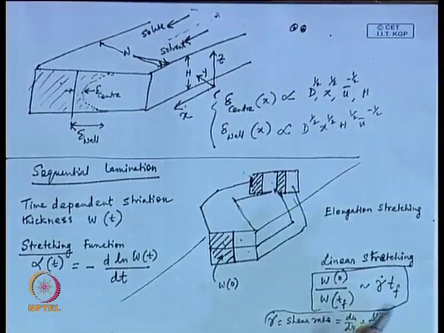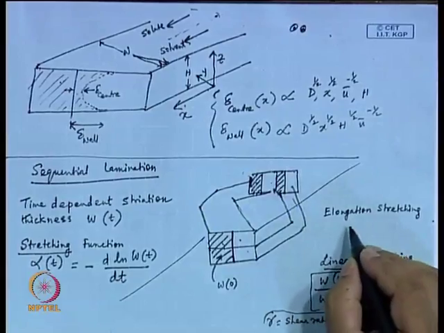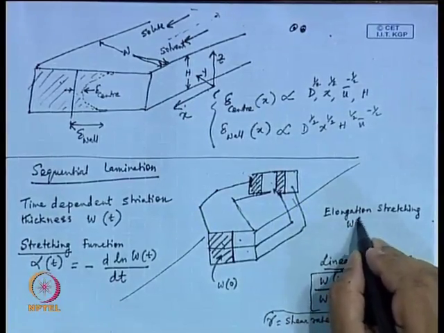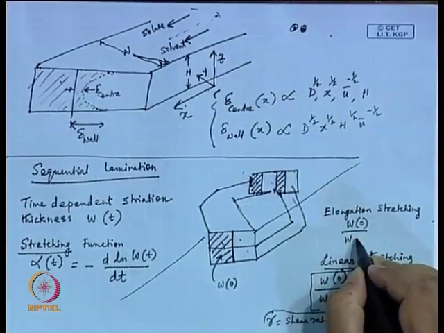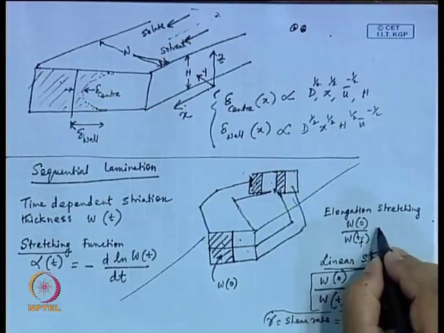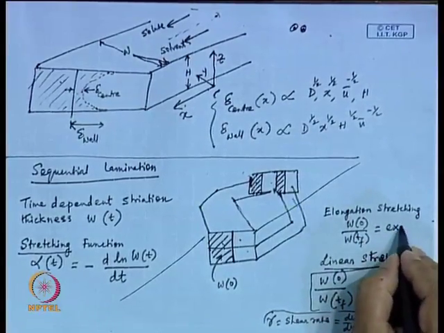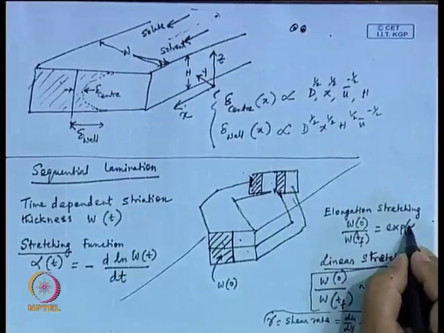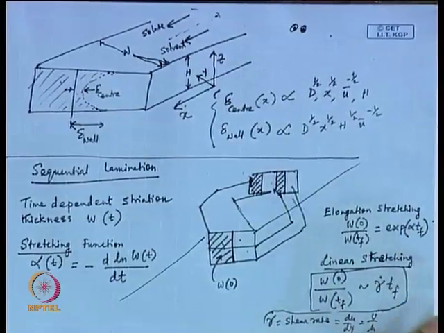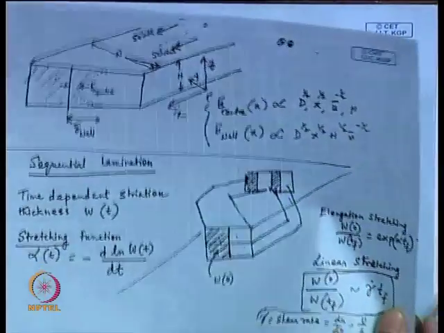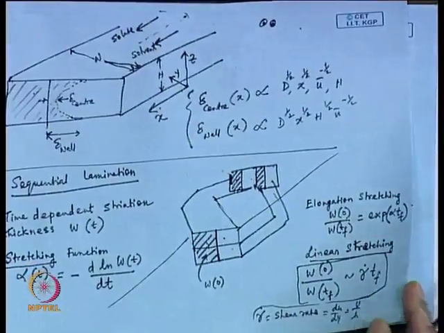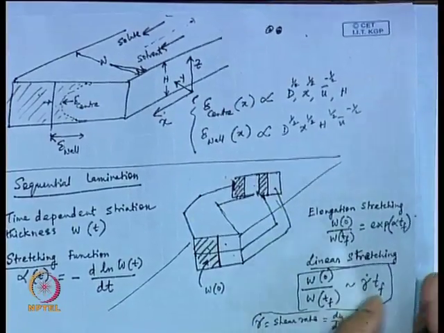This kind of stretching we understand, we do it frequently. If we have a viscous flow going on between 2 layers, this stretching is possible. On the other hand, for elongation stretching, W 0 by W T f is equal to exponential of alpha T f. Here W 0 by W T f is not a linear function, rather it is an exponential function.